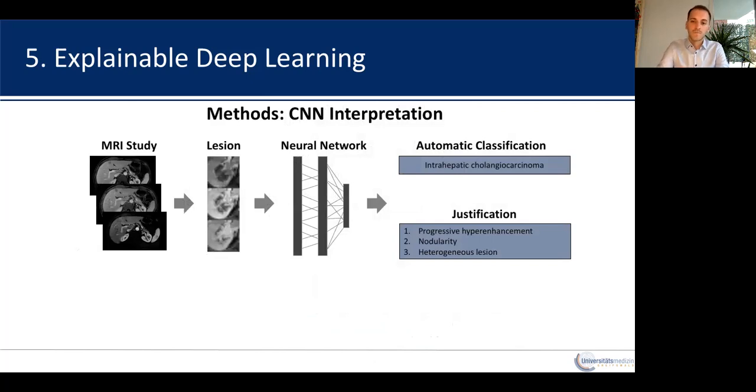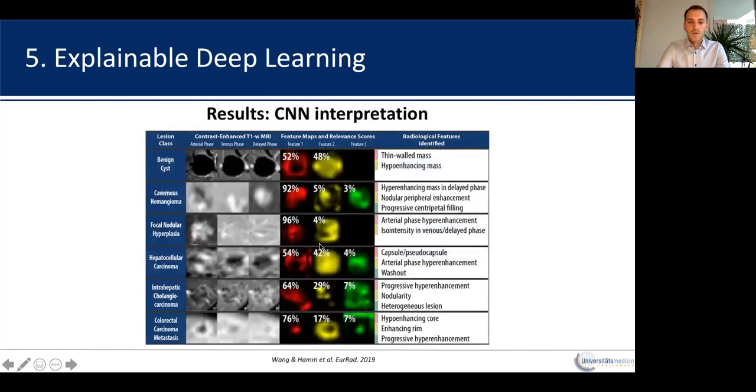And in the second step, we were then also able to extract those imaging features which were relevant for the classification, such as here in the example of cholangiocarcinoma. We can see that the imaging features progressive hyperenhancement, nodularity, and heterogeneous lesion were the 3 most important imaging features for this classification. This is also demonstrated in this image, where the heat map indicates where those imaging features were observed in the MRI dataset, which correlate to the lesion themselves. In addition, we assigned a relevance score, which reflects the relevance of these imaging features for the classification or decision-making of the deep learning system.